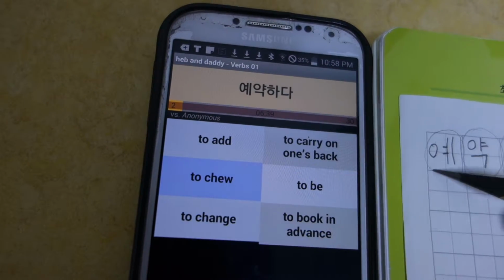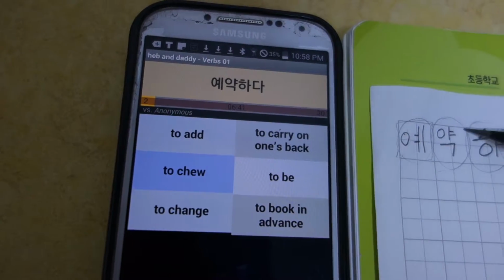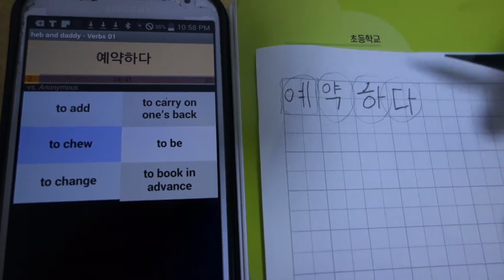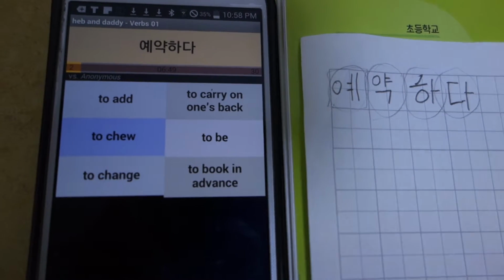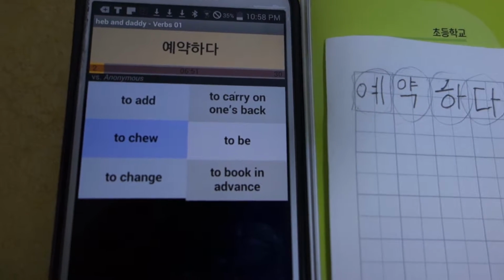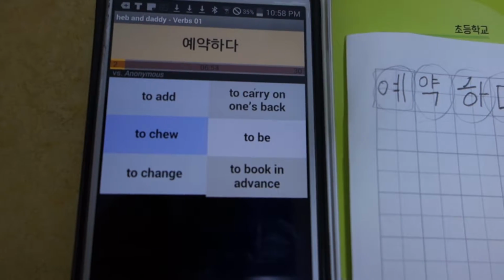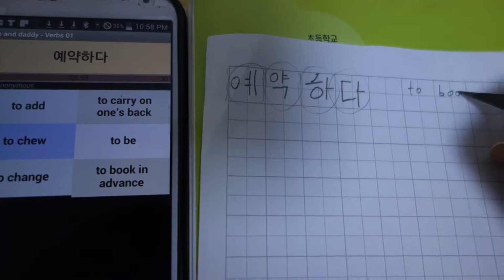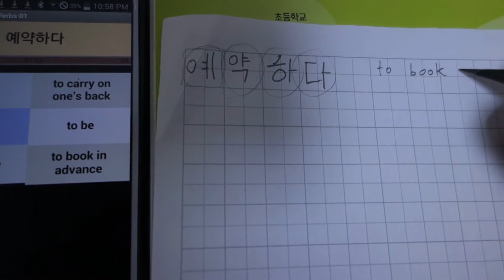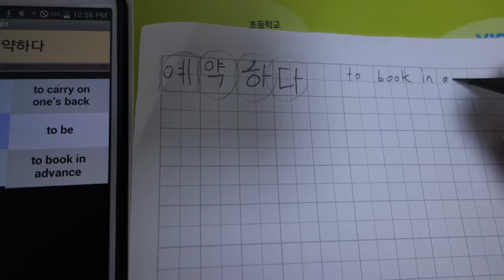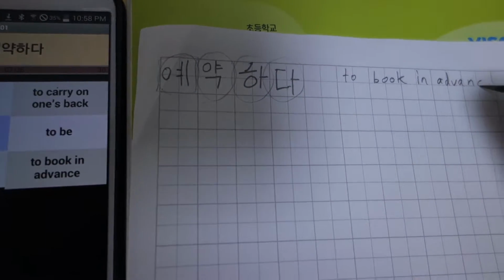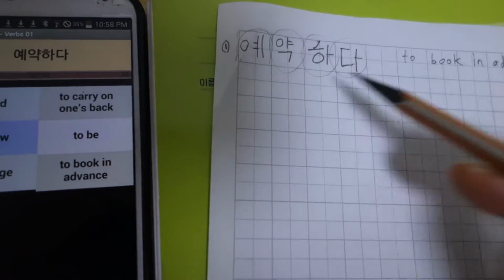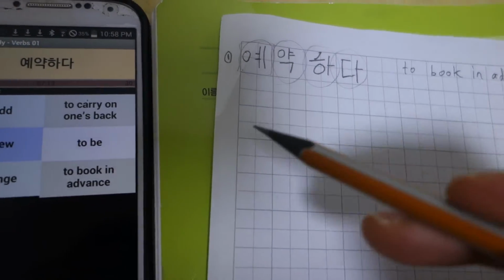And you can see that I've been working within these blocks, and that's why this paper is helpful. Then I can write down on the other side what it means in English, which is to book in advance. So I can write, this is my first word that I want to learn: 예약하다.